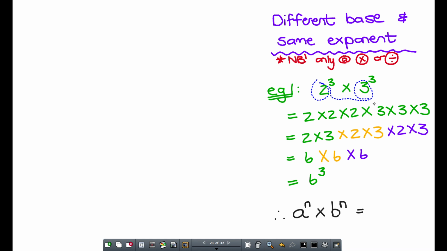So the shortcut. Listen. The shortcut would have been 2 times 3 to the power of 6, and that's how we got to that answer. So I multiply the bases. The exponent stays the same.